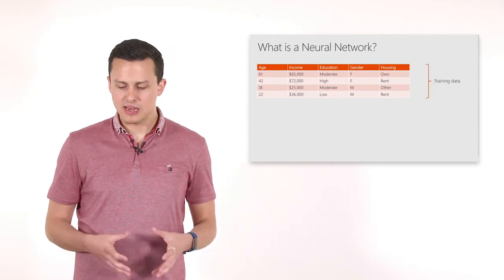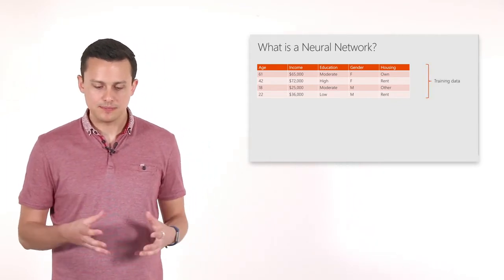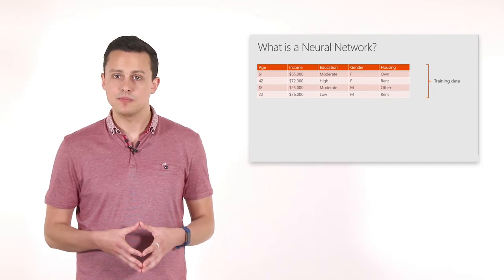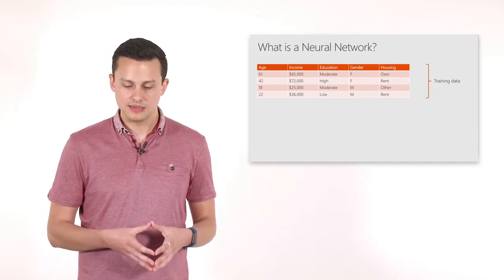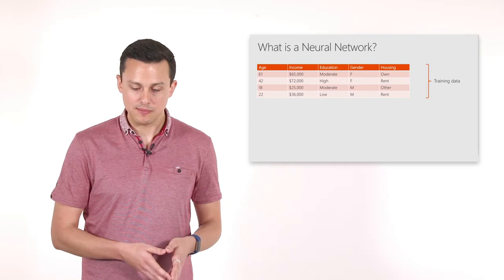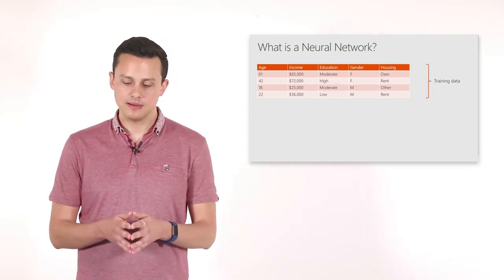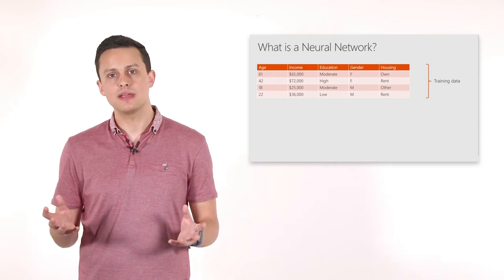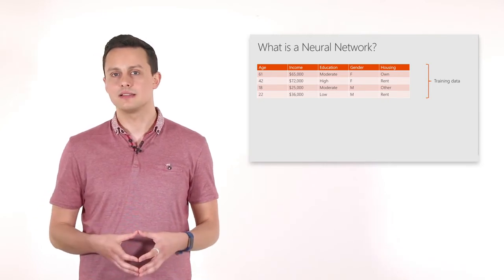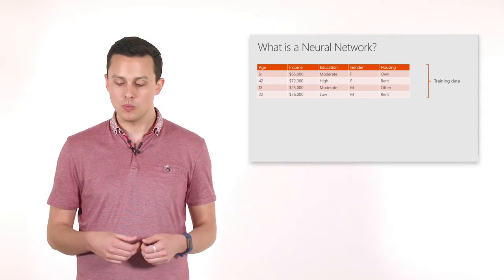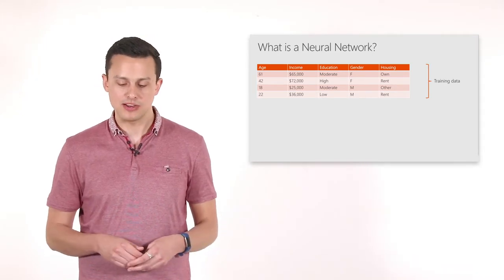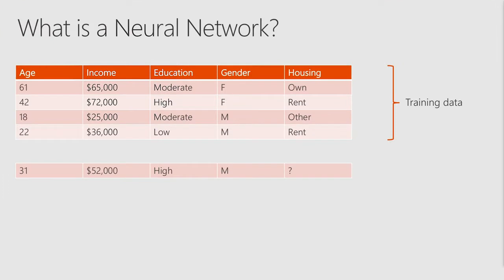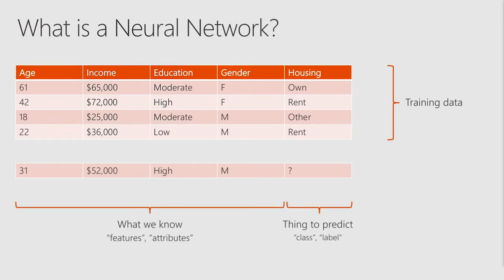Well, you'll see here a table or a spreadsheet that has some examples in it. It has a group of people. We have their age, their income, their education, and their gender. And out of that data, we want to be able to predict what kind of housing they use, whether they own their home, whether they rent, or they have some other arrangement.